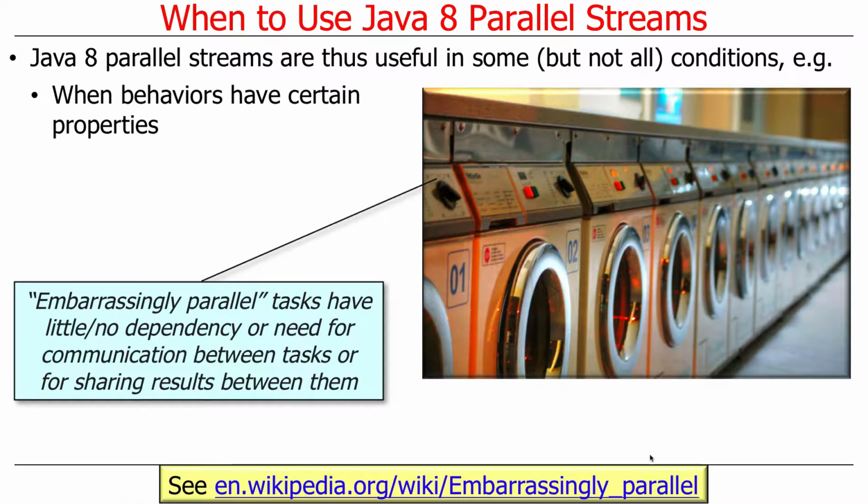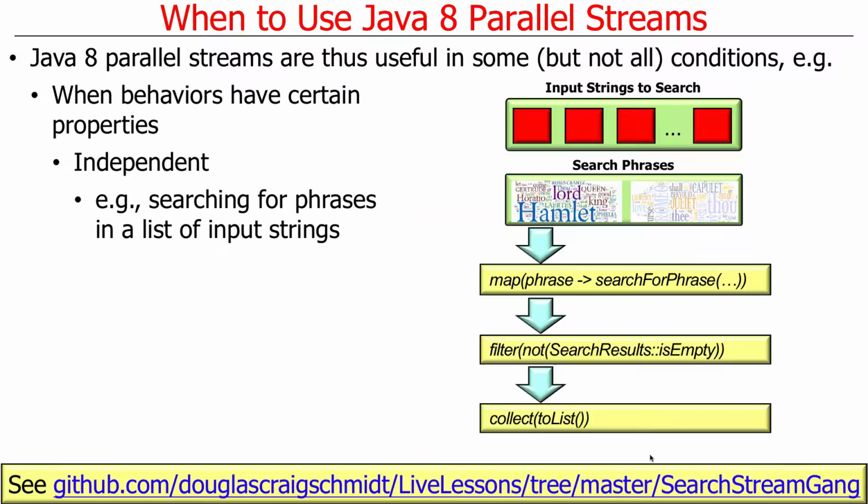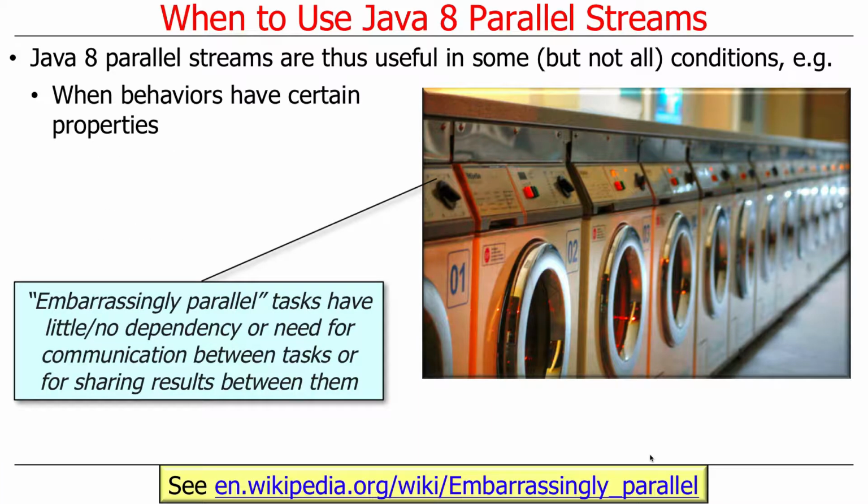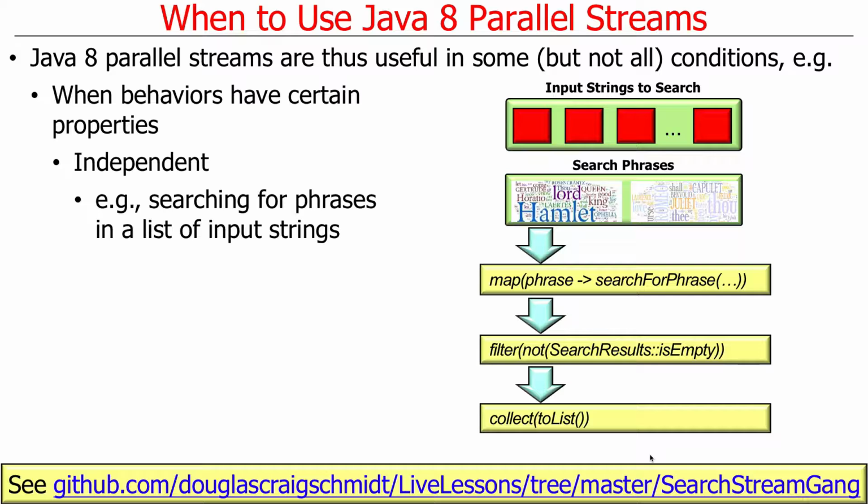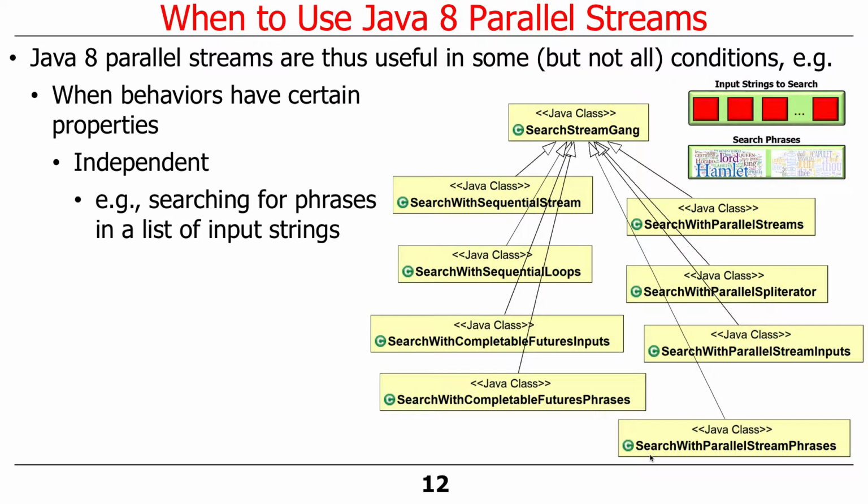So you should use parallel streams when the behaviors, in other words, the processing that you're doing, meet certain conditions or certain properties. The first of which is, are they embarrassingly parallel, right? So that's one of the key themes. If you have little or no dependencies in the processing, that's a good time to use them. So are the input behaviors independent? That's just a fancy way of saying, are they embarrassingly parallel? So clearly things like searching for phrases in a list of input strings meet that criteria. So that's a good example.